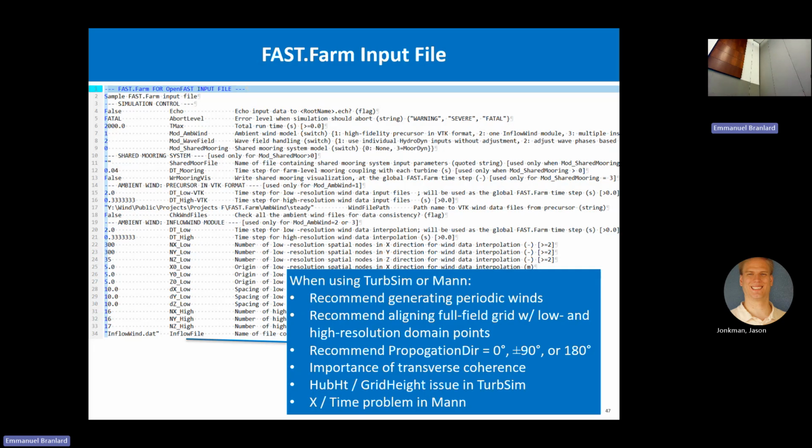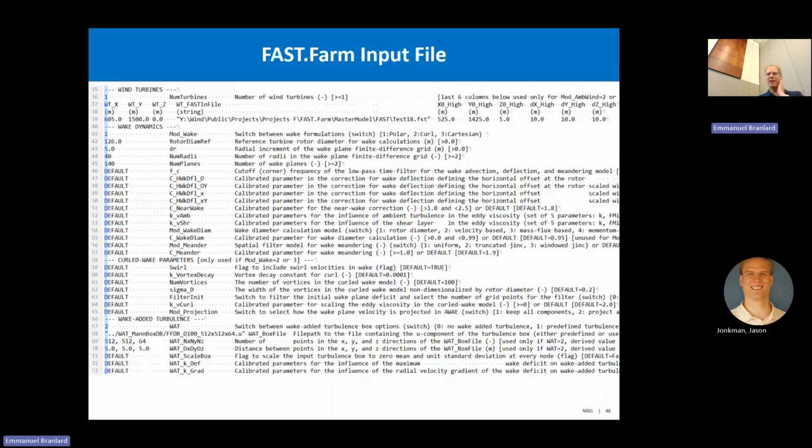With TurbSim, you have to interpret it a little bit differently because the hub height is not necessarily the hub height for FAST.Farm. And MANN has a similar issue with X and time. That was posted. There's an issue on that too, but I won't jump into that here. Okay, so there's some guidance there.